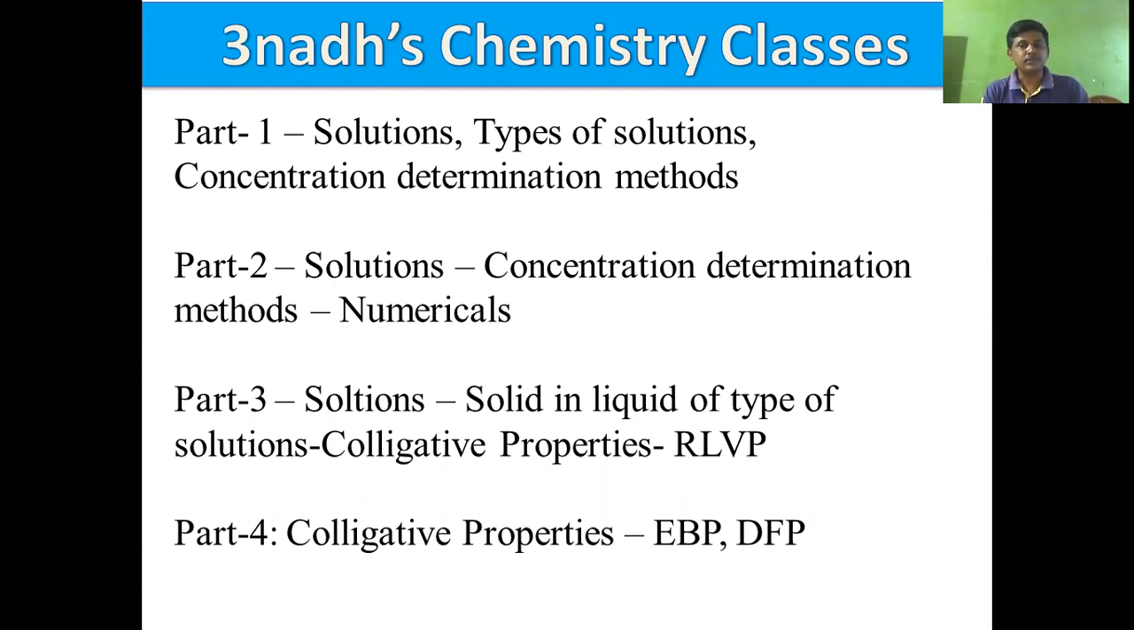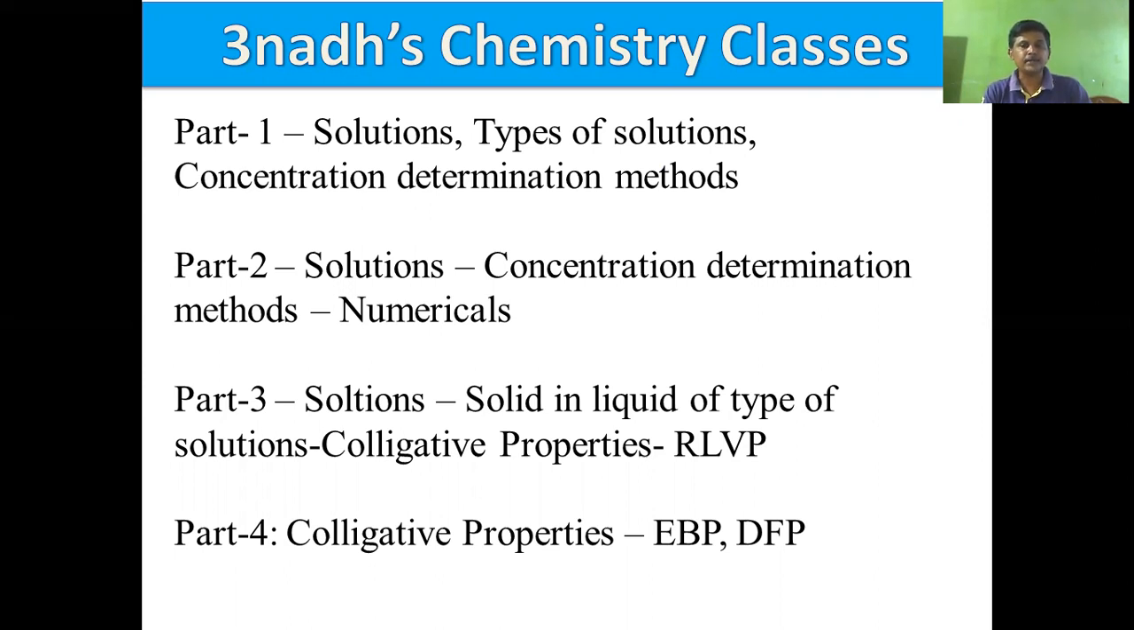And we have seen that there are four colligative properties: relative lowering of vapor pressure, depression in freezing point, elevation in boiling point, then osmotic pressure. In part 3, that is the third video in this series, we saw relative lowering of vapor pressure.